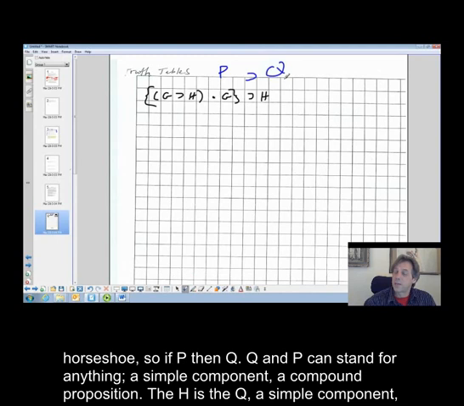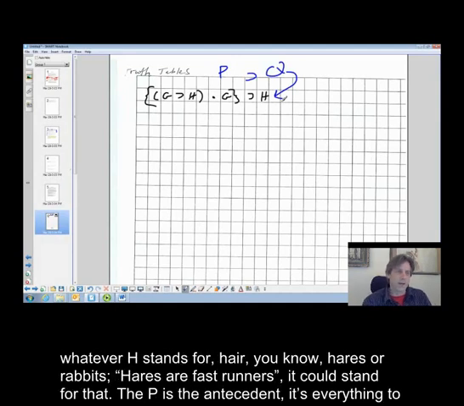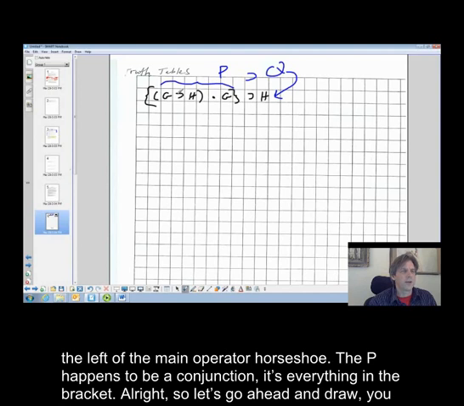Q and P can stand for anything. A simple component, a compound proposition. The H is the Q, a simple component. Whatever H stands for, hares or rabbits, hares are fast runners. They could stand for that. The P is the antecedent. It's everything to the left of the main operator horseshoe. The P happens to be a conjunction. Okay? It's everything in the bracket. All right.